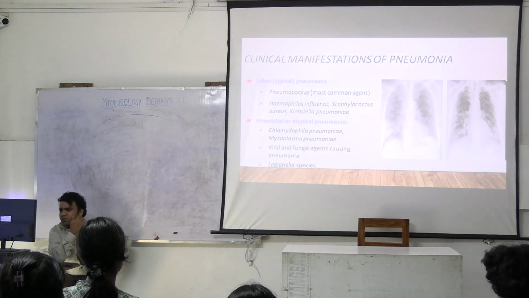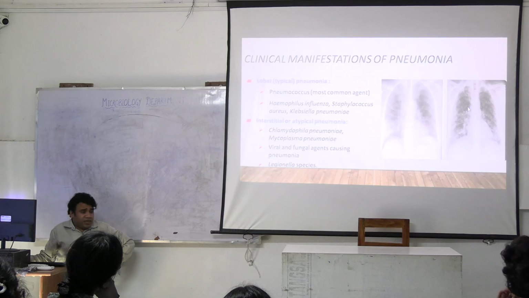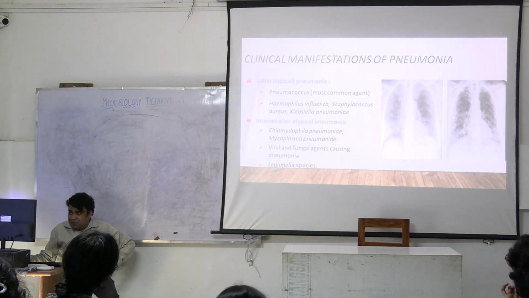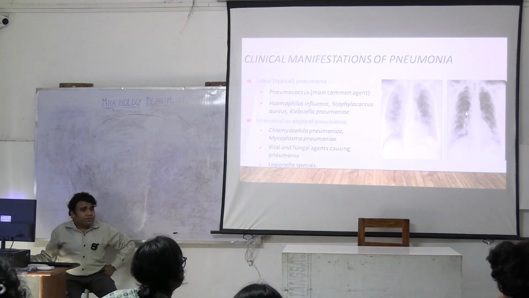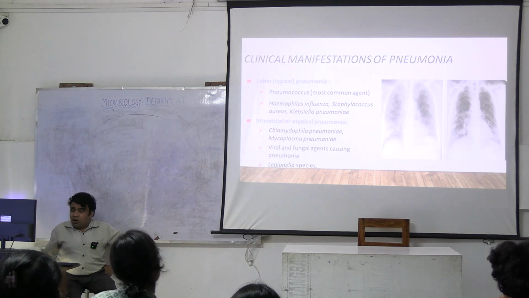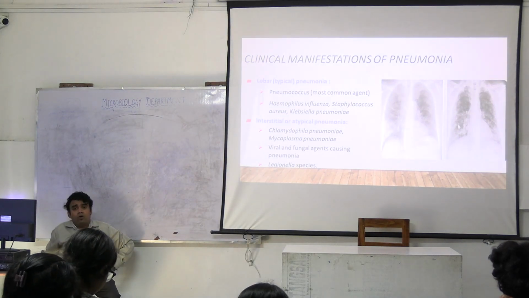Next, other organisms such as Haemophilus influenzae and Staphylococcus can cause it. Now look at the picture on the right side. In this picture you can see again the right lung is affected. You can see some patches of consolidation. However, it is not restricted to a lobe and neither is it throughout the lobe.